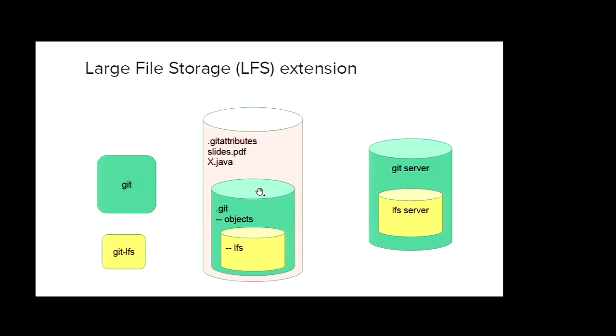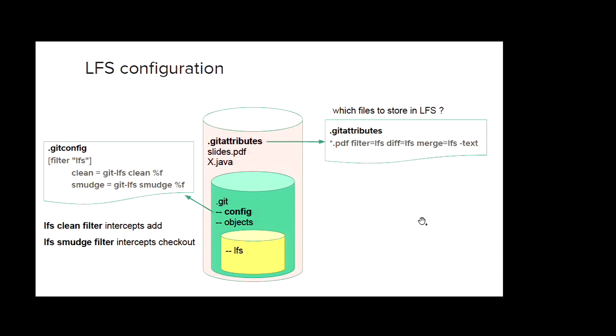And looking at the local Git storage, you have the usual .git folder, which contains the Git objects, and there's now a new folder called LFS/objects, which contains the LFS objects. So the big binary objects get stored separately. And then you need a server. Of course, you need a Git server for the Git objects, and you need an LFS server to store the big objects on the server.